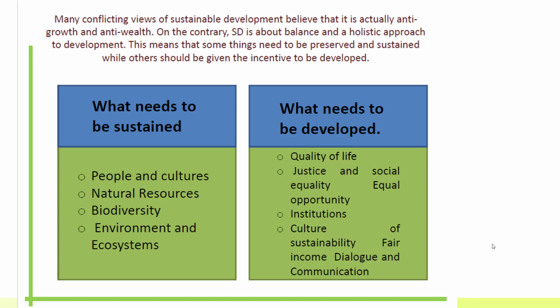So there's a lot of conflicting views on what is sustainable development and how it should be managed and how we should proceed with it. Again, this holistic approach means that we need to sustain people and cultures, natural resources, biodiversity, environment, and ecosystems. All of those things need to be considered, and we need to develop qualities of life for everyone, justice and social equality, institutions, culture of sustainability.